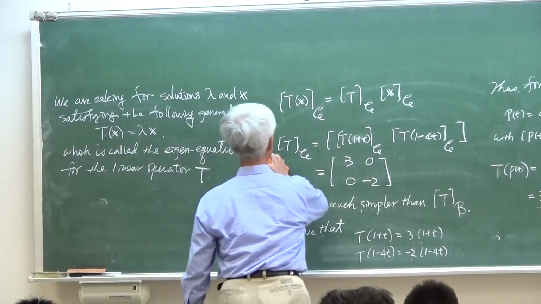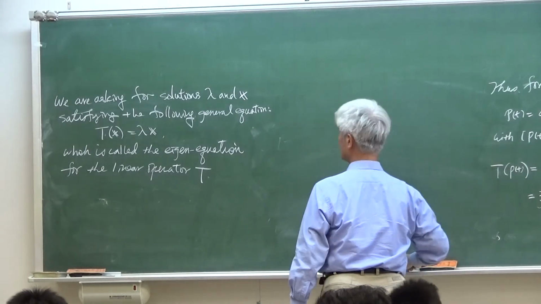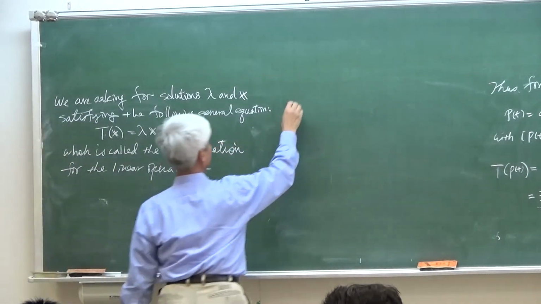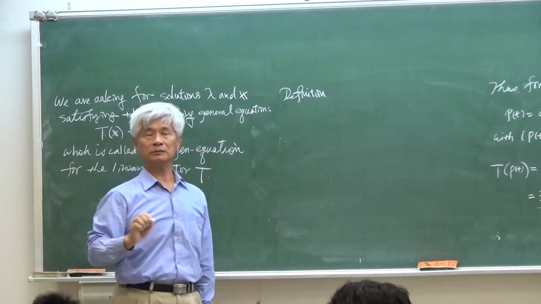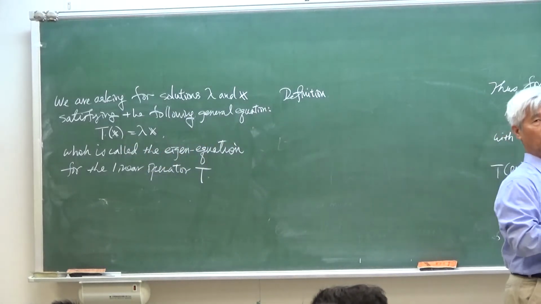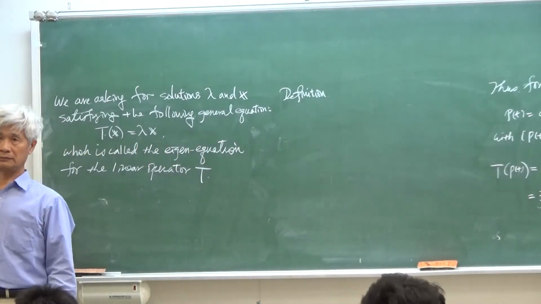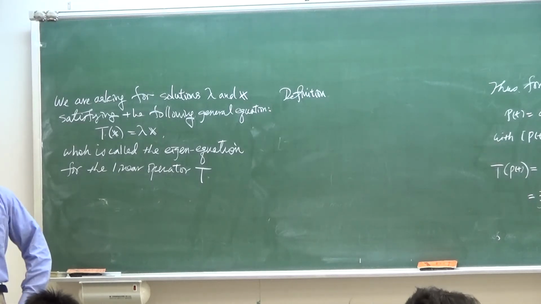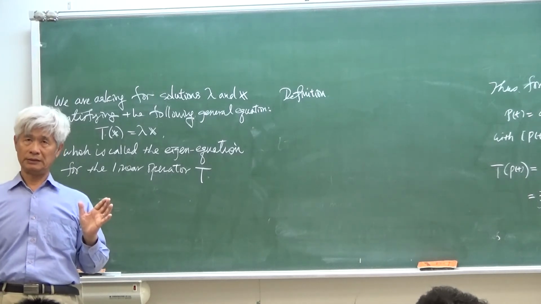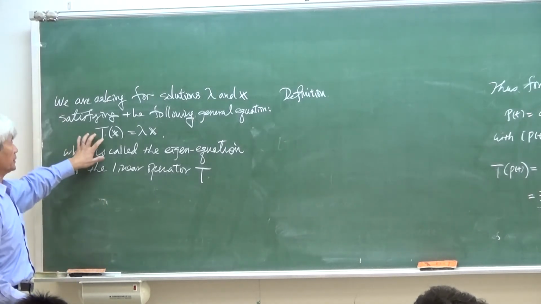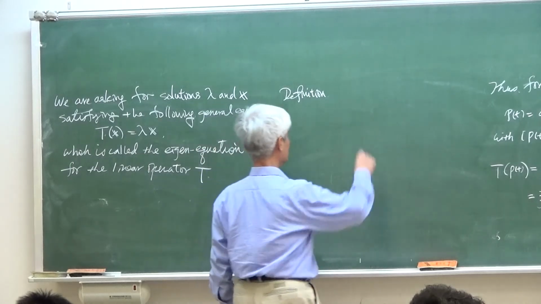Definition. One of the key reasons why we have to consider eigenequations is that we want to find the simplest matrix representation for the linear operator. This is the key reason.